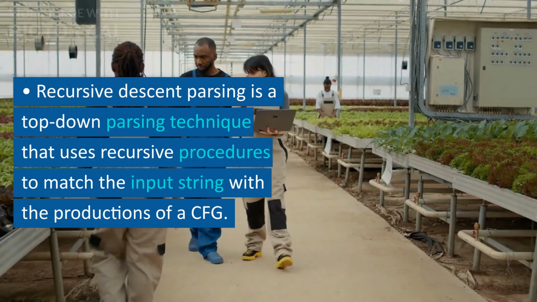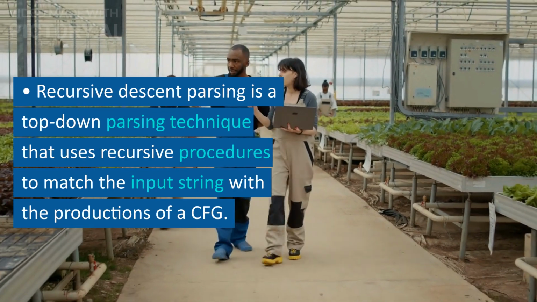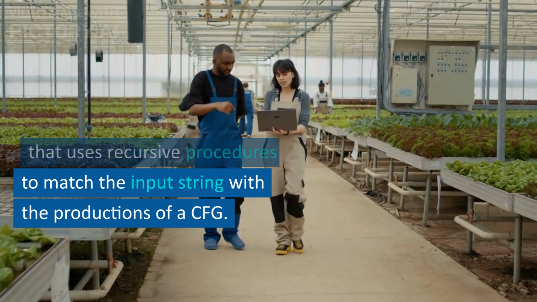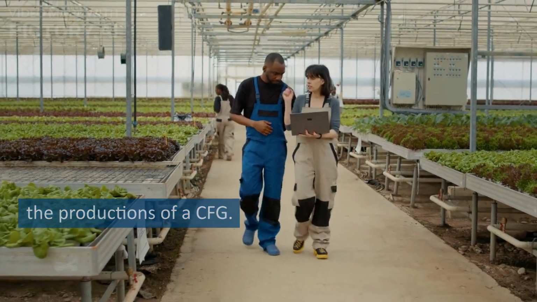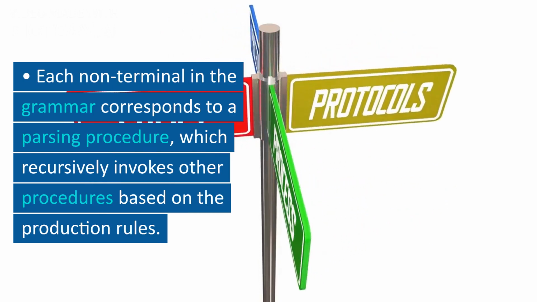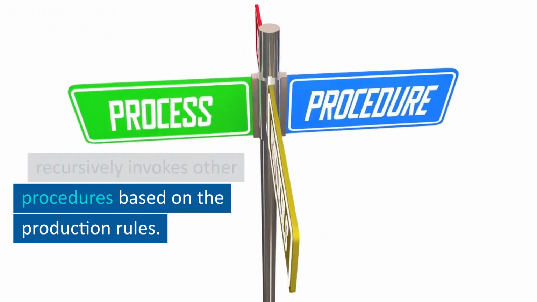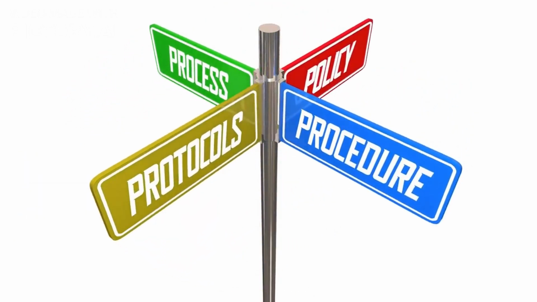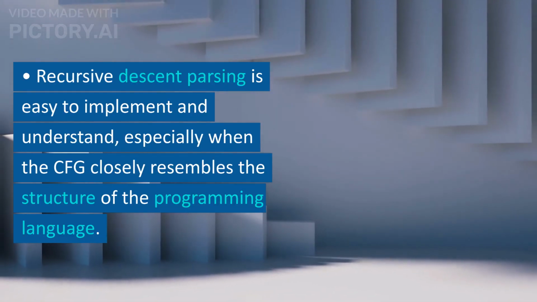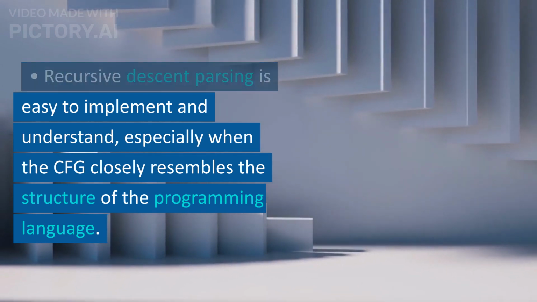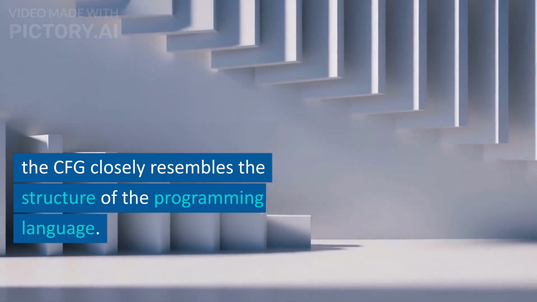4. Recursive descent parsing. Recursive descent parsing is a top-down parsing technique that uses recursive procedures to match the input string with the productions of a CFG. Each non-terminal in the grammar corresponds to a parsing procedure, which recursively invokes other procedures based on the production rules. Recursive descent parsing is easy to implement and understand, especially when the CFG closely resembles the structure of the programming language.